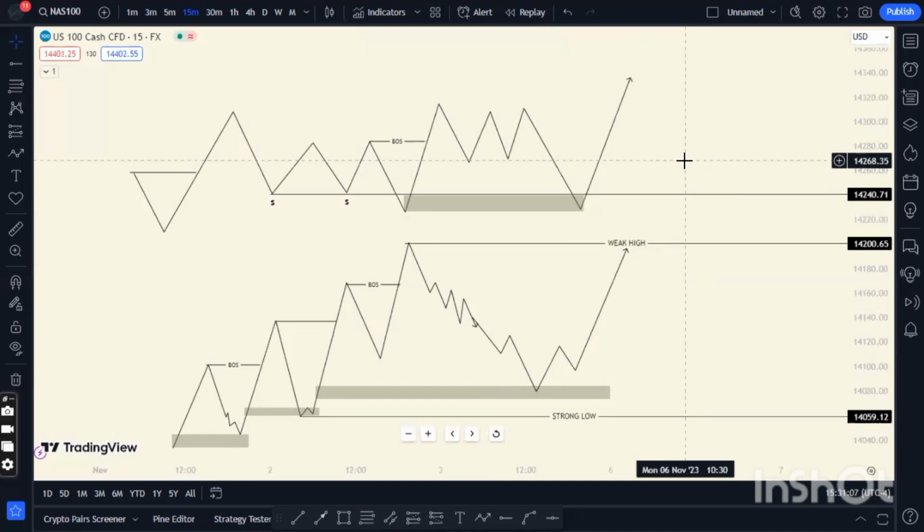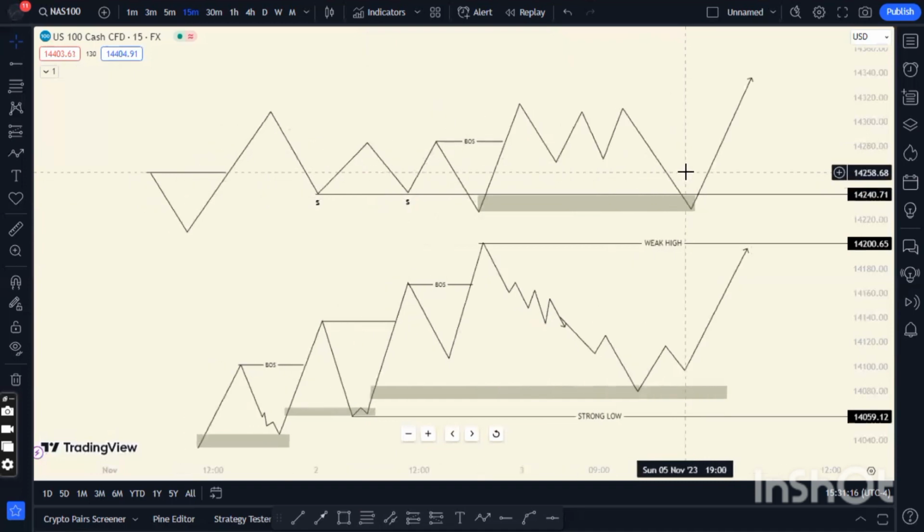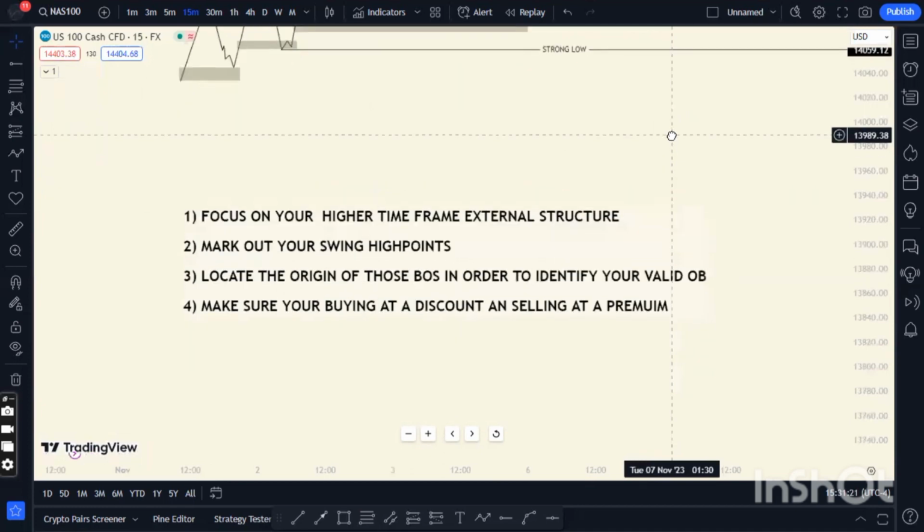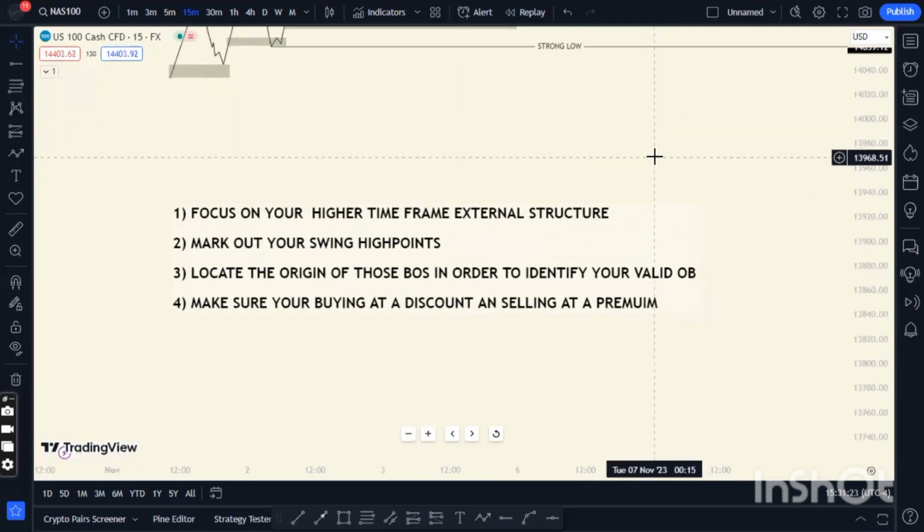I have a question. Could you please go down a bit to the write-ups? Okay, the write-ups. You mark out, no, the third one: locate the origin of those breaks of structure in order to identify value, in order to identify your valid OB. Is it in the higher time frame or is it in the 15 minutes time frame?